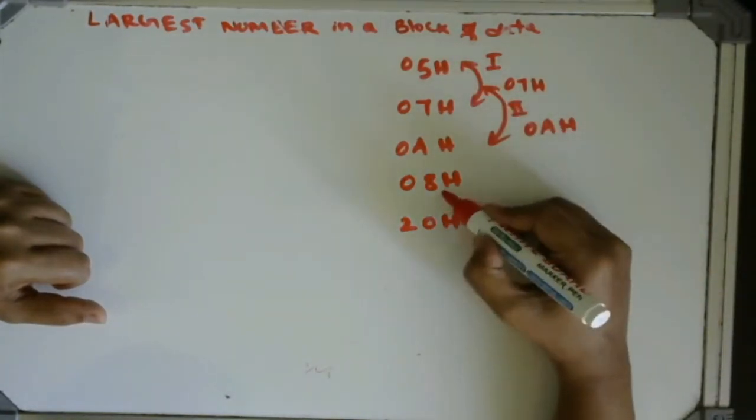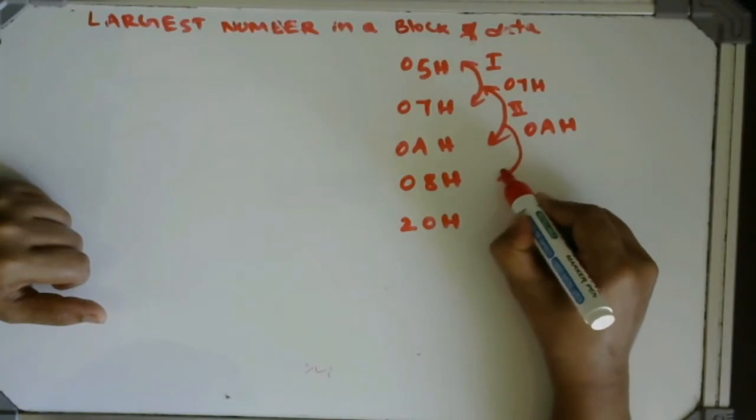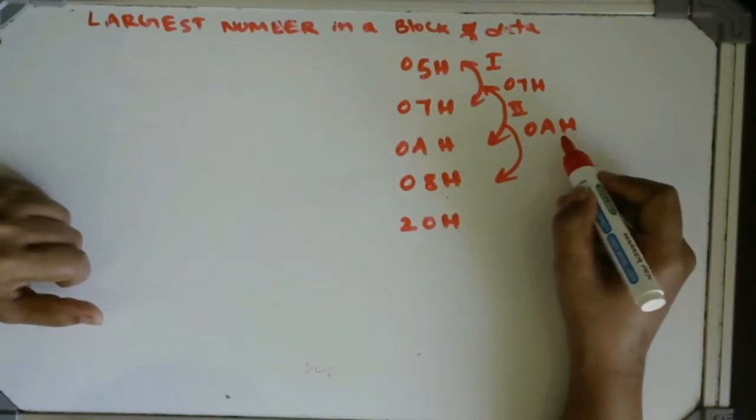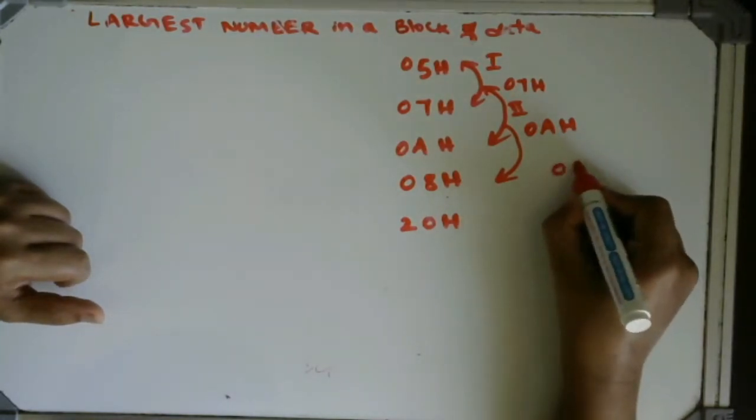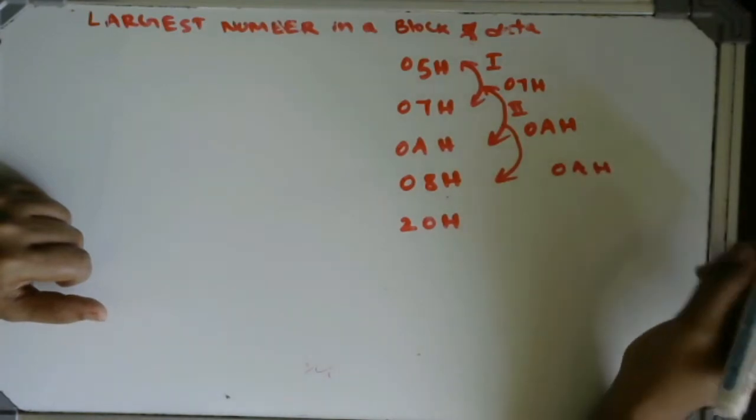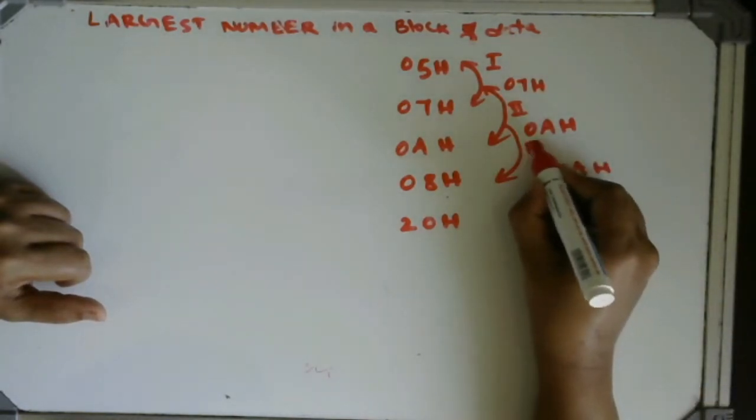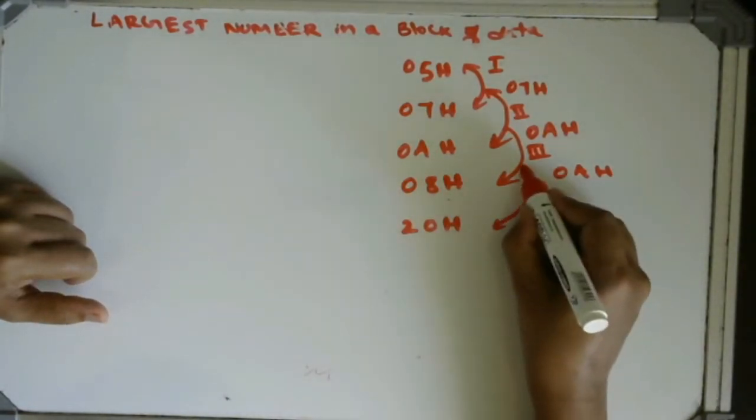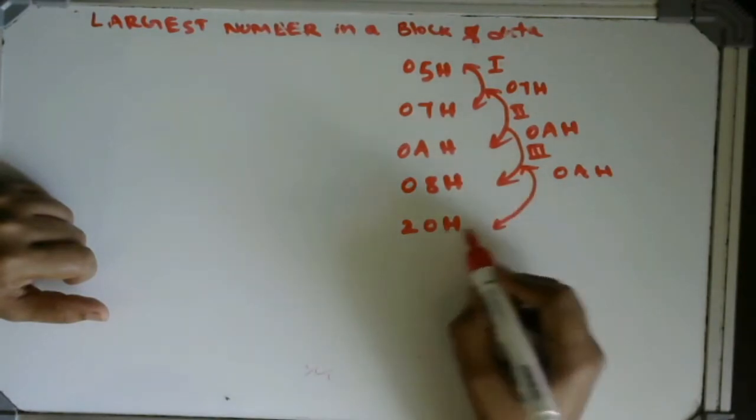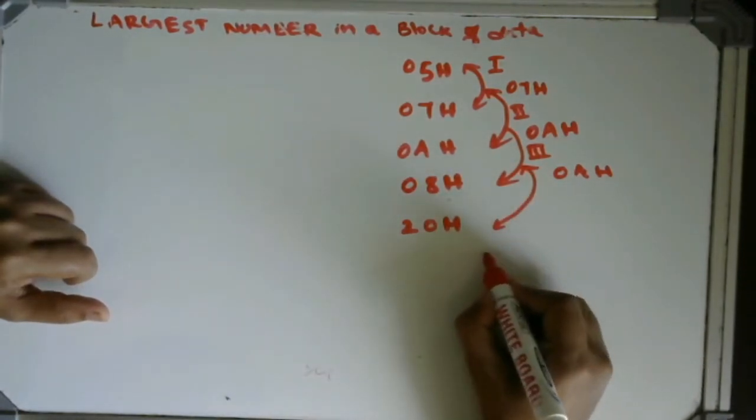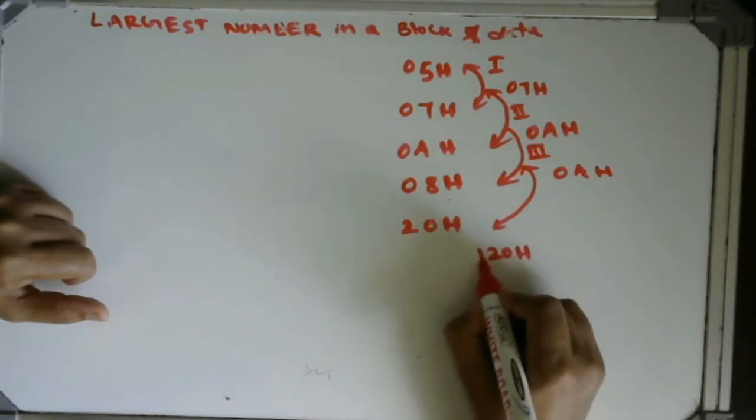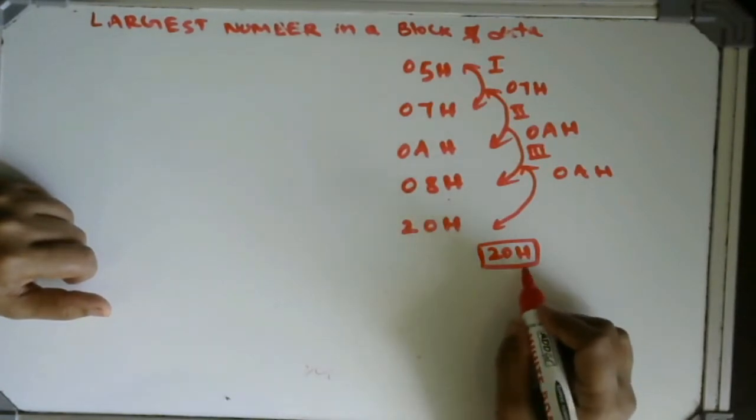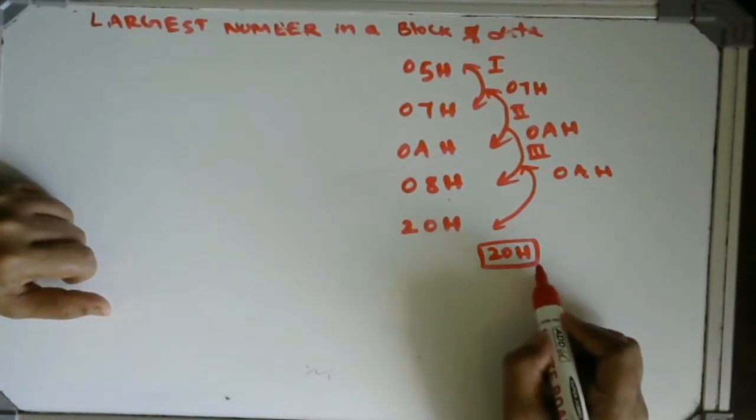And next 0AH will be compared with 08H. Among these two, 0AH is the greater number, and for the next comparison, we'll keep 0AH as the reference number, and we'll call this the third iteration. Next 0AH will be compared with 20H, and of these two, 20H is the greater number, so that will be stored in some memory location or wherever we want. So among these 5 data, the largest number which we got is 20H.